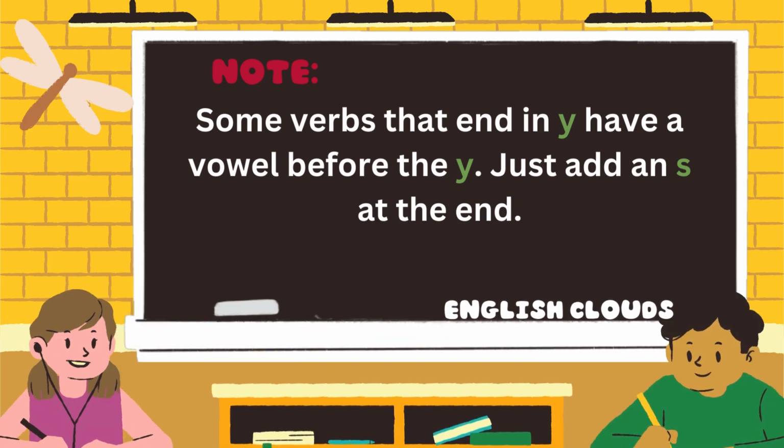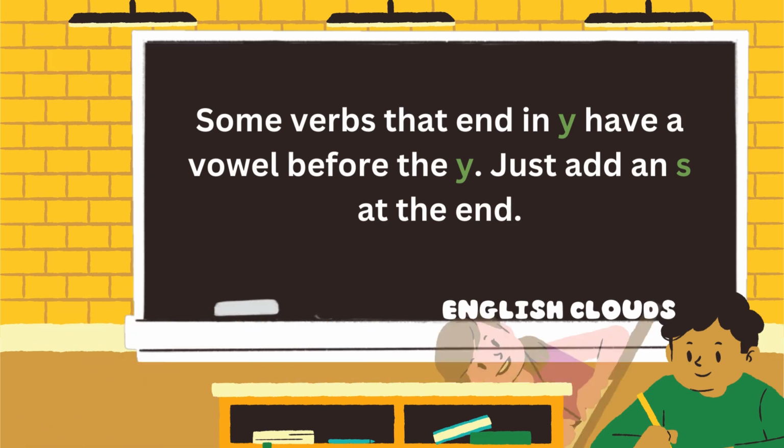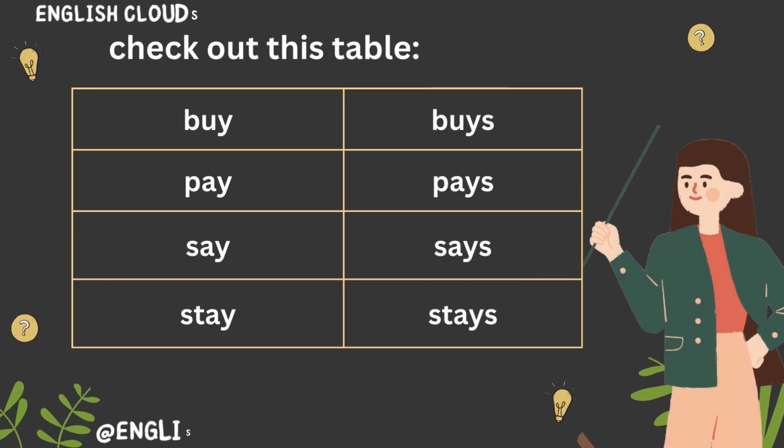Some verbs that end in y have a vowel before the y. Just add an s at the end. Check out this table. Buy, buys. Pay, pays. Say, says. Stay, stays.